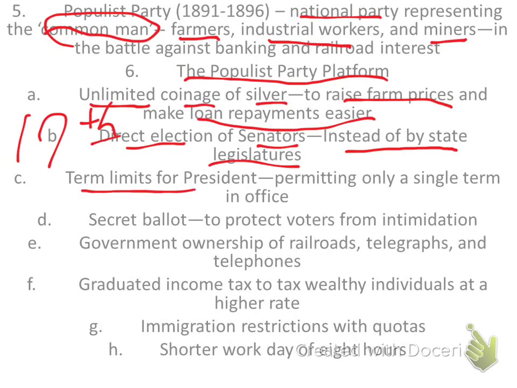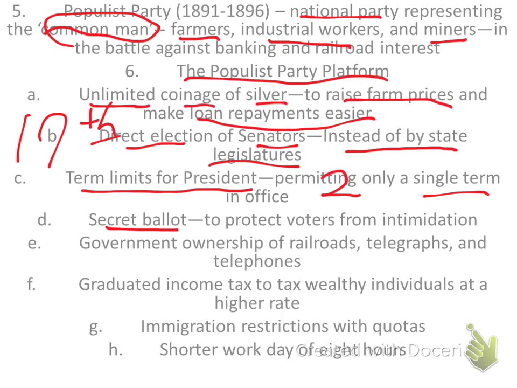Term limits for president. Letter C. Now, the populists only wanted a single term. This will change, however, in the 1950s, thanks to Franklin Delano Roosevelt, who we'll get to in a few chapters, running for and winning 4 terms. We do not go to a single term, we go to 2 terms. But the idea of limiting the amount of time a president can serve in office, again, the populists, that was part of their platform.